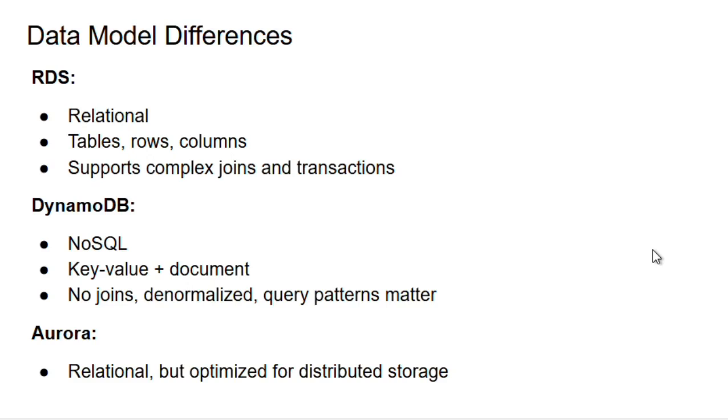So the rule of thumb is simple. If you need relational data, think RDS or Aurora. If your access patterns are simple and predictable, DynamoDB shines.